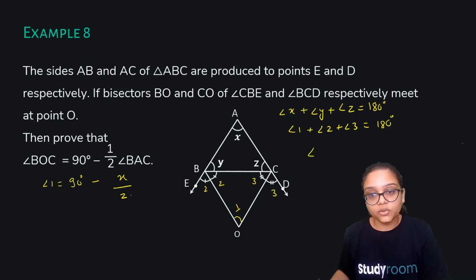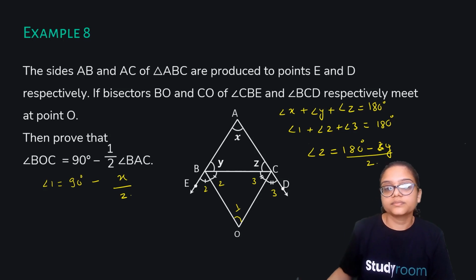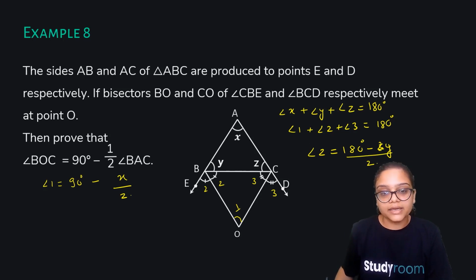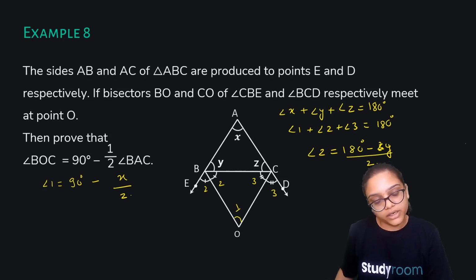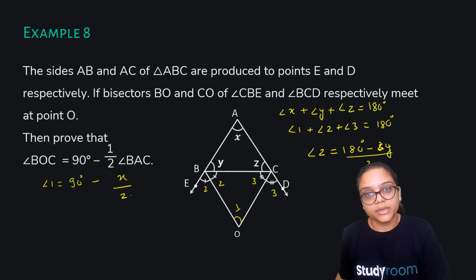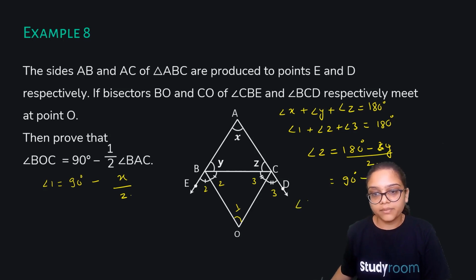Also we know angle 2 in terms of angle y, just tell me, 180 minus 2y. No, it would be y by 2. Correct? Because angle 2 plus angle 2 plus angle y equals 180 degree. So angle 2 is equal to 180 degree minus angle y divided by 2. So it would be 90 degree minus y by 2. In the same manner, angle 3 would be equal to 90 degree minus z by 2.